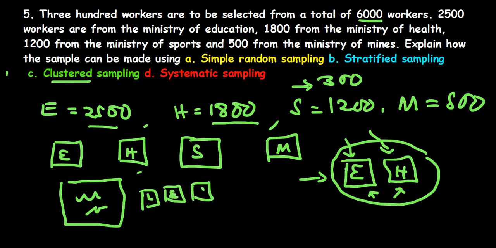Then from these three clusters that you've selected, you select all the members in those clusters. But if the members in those clusters exceed the number that you want, you are going to do random sampling on these clusters that you've selected. Any questions there, guys?